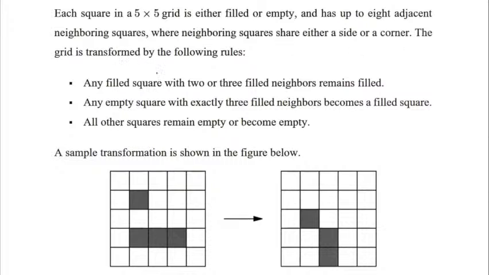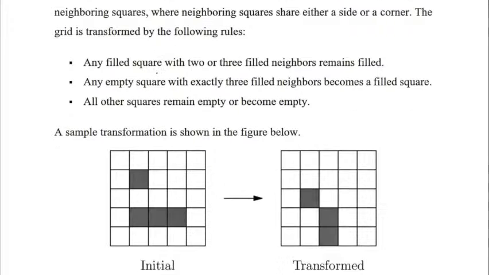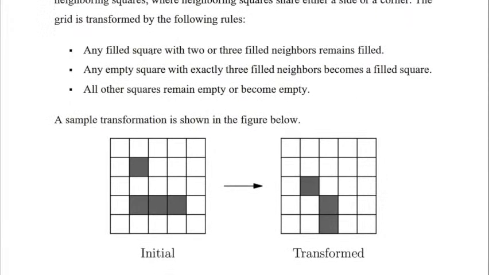Okay, the grid is transformed by the following rules. These rules are important. Any filled square with 2 or 3 filled neighbors remains filled. So if you have filled here, let's analyze this. Let's read at first these three conditions. Any filled square with 2 or 3 filled neighbors remains filled. Any empty square with exactly 3 filled neighbors becomes a filled square. And this one, all other squares remain empty or become empty. Okay, so the first condition.